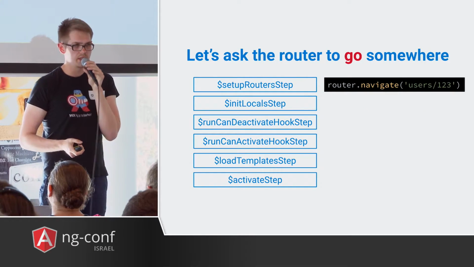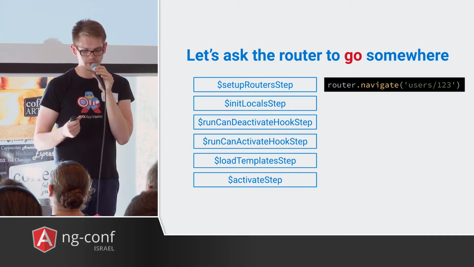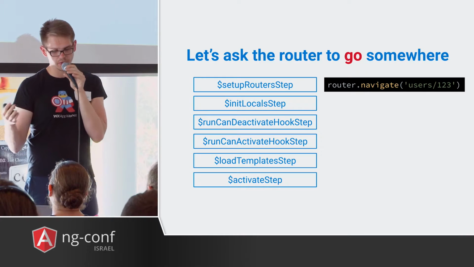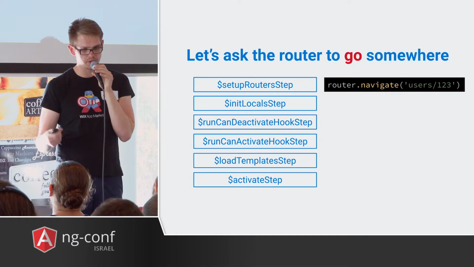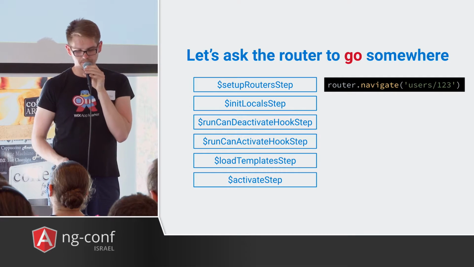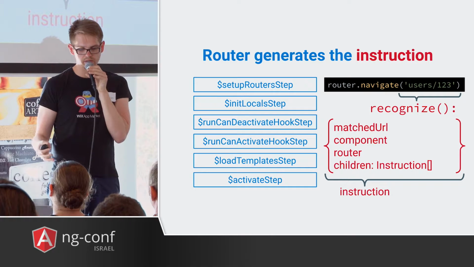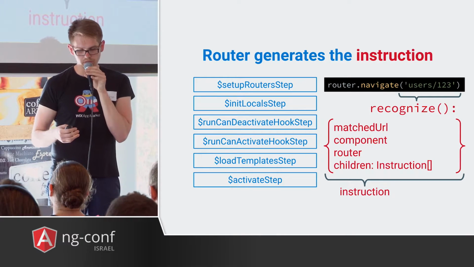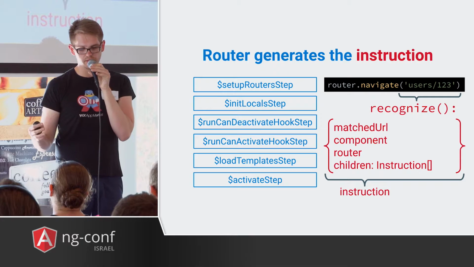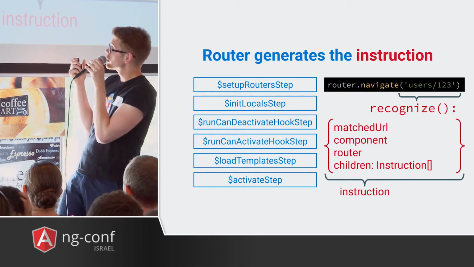But let's say we ask the router to go somewhere. So in this example, we asked the router to go to users/123, so some sort of user with the ID 123. And what happens then? The first thing that happens is that the router tries to recognize the URL. If it does, it generates an instruction. And as you can see, this is what the instruction would look like.